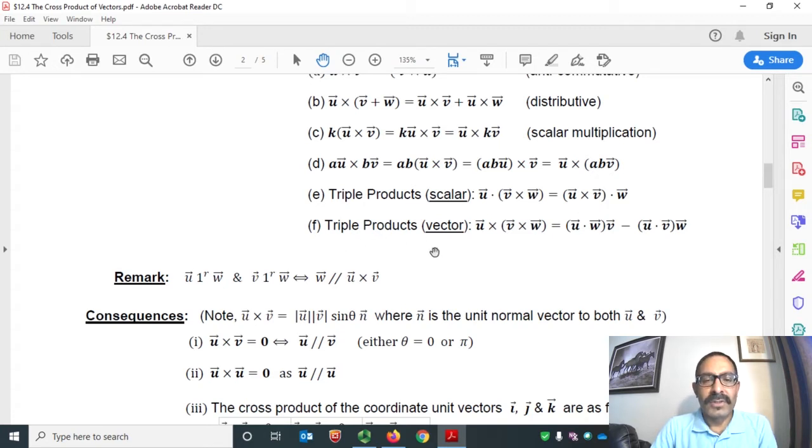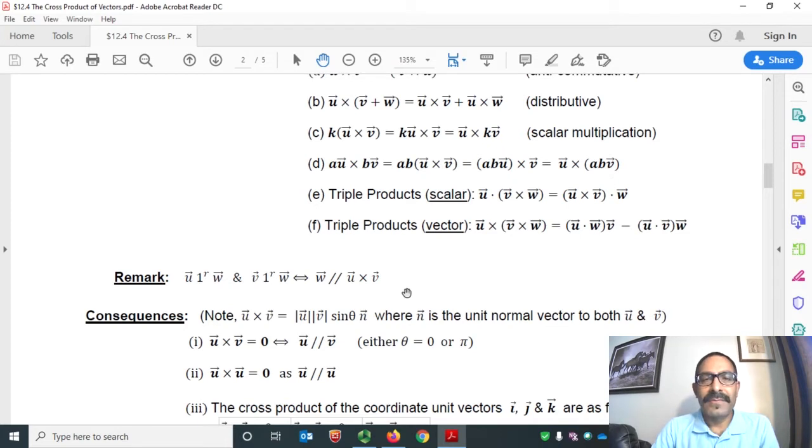The triple product, which is a vector, means the vector triple product: U cross V cross W equals U dot W V minus U dot V W. We only focus up to E. Another quick remark: U vector is orthogonal to W vector and V vector is orthogonal to W vector if and only if W vector is parallel to U cross V.